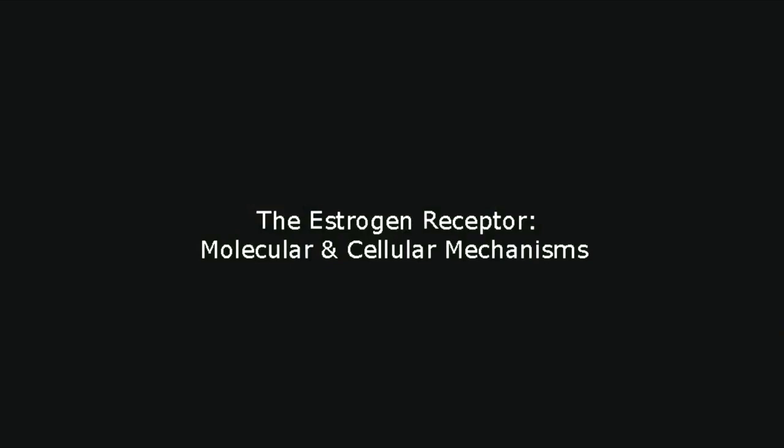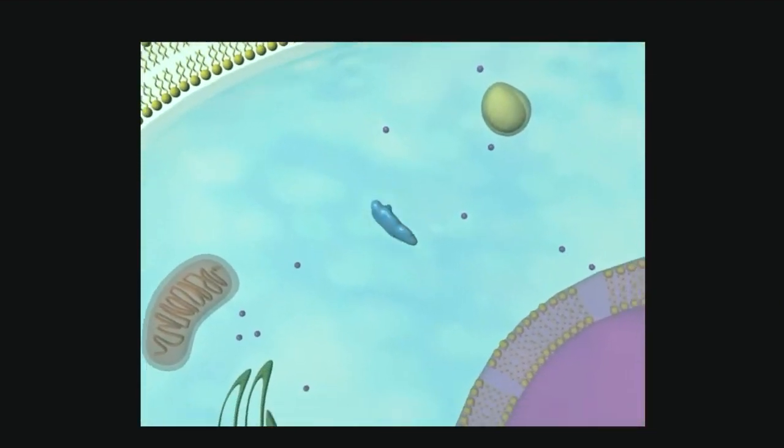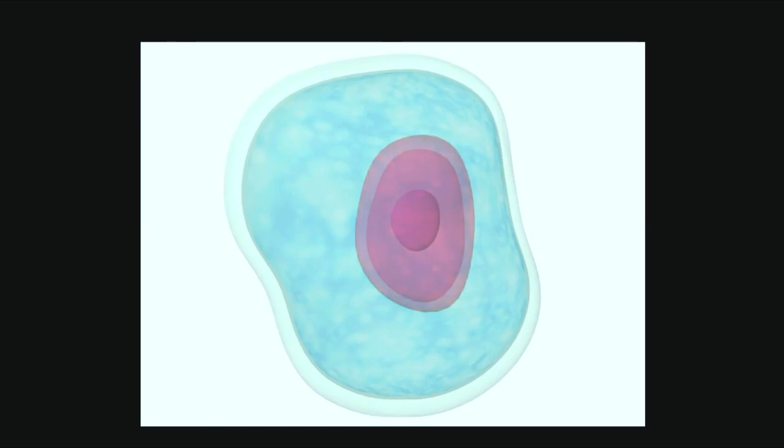The estrogen receptor, molecular and cellular mechanisms. Like all steroid hormones, estradiol circulates throughout the body via the vascular system and freely diffuses through membranes of cells in the body. In most cases, estradiol molecules travel through the cellular cytoplasm and then migrate into the nucleus, where the steroid exerts its major effects on cellular functioning.